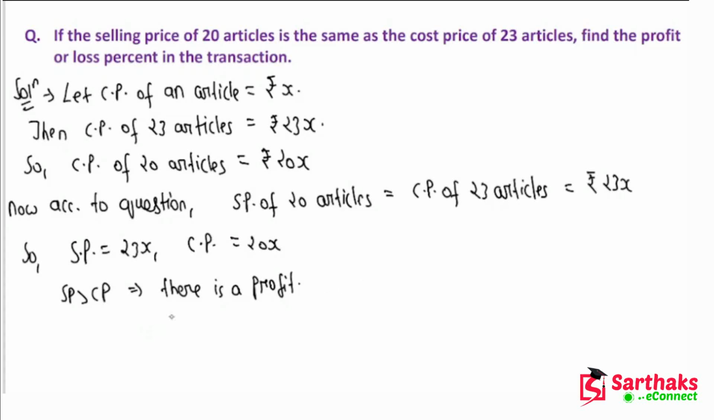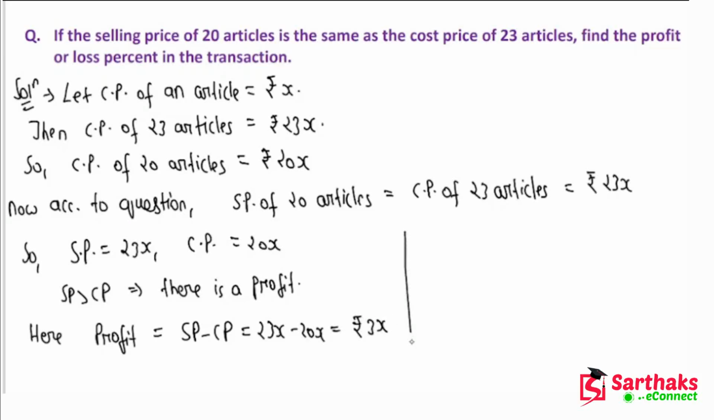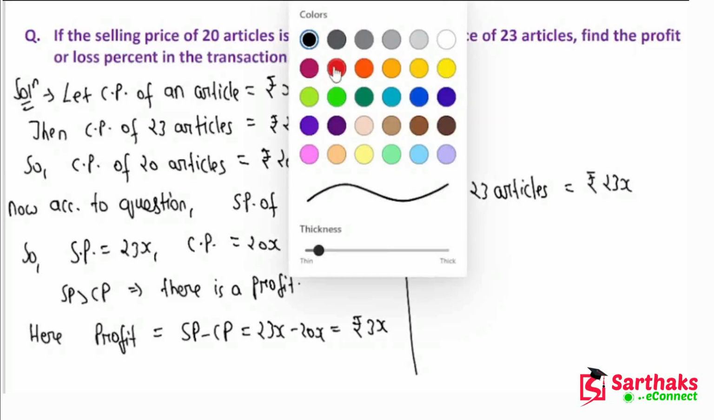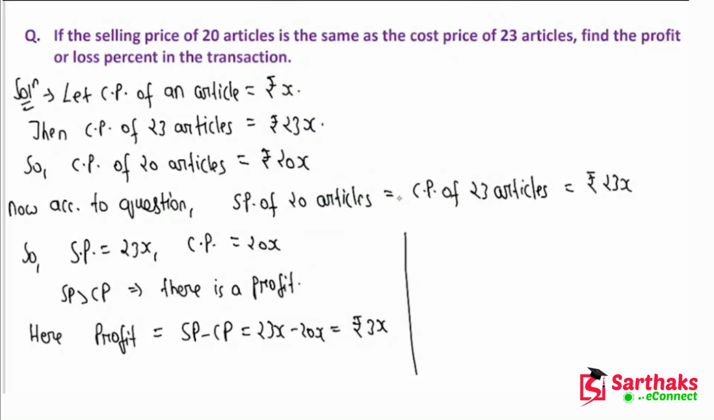Okay, so first let us calculate the profit here. Profit is what? SP minus CP, that is 23X minus 20X, that is rupees 3X. Okay, so that is the profit. Now let us calculate what will be the profit percentage. Okay, so to calculate the profit percentage, the formula is simple.